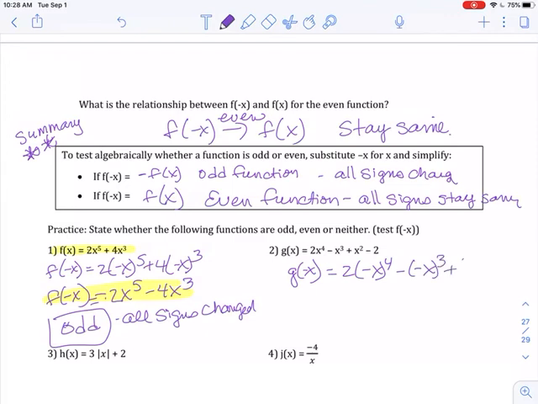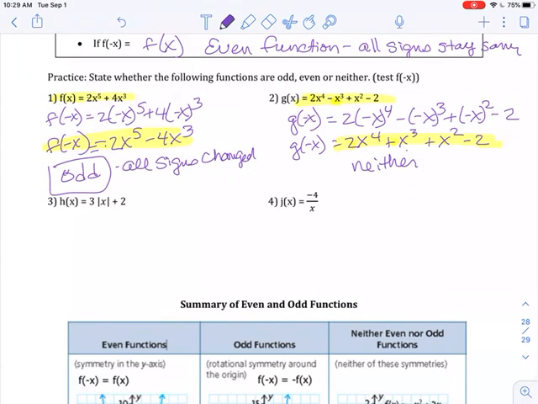All right, let's try number 2, g of x. So I'm going to substitute in negative x: 2 times negative x to the 4th minus negative x to the 3rd plus negative x squared minus 2. Negative x to an even exponent stays positive. Negative x to an odd exponent stays negative, but then I have that negative hanging out in front, so it'll make it positive. And the 2 is just going to stay. So now let's compare it to the signs from the one above. The 2 stayed 2. The negative x to the 3rd became positive. I can see this stayed, this didn't stay. So therefore, it is neither. Some of the signs changed, some didn't.